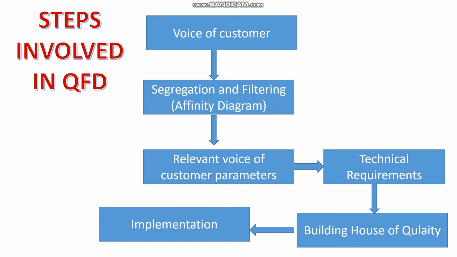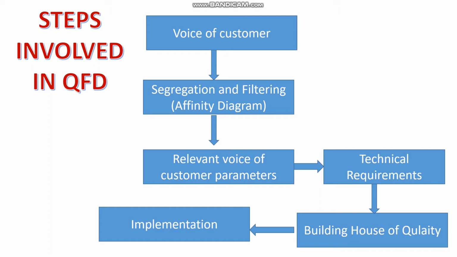There are some techniques to filter this. One of the techniques I have given here is the Affinity Diagram. In the Affinity Diagram, you can take some categories, and under those categories we have to segregate your voice of customer characteristics. Then after that we have to filter. How? There are some techniques to filter that. So we have to collect only the relevant voice of customer parameters. What parameters do we have to take into consideration to improve the technical specification of our product?